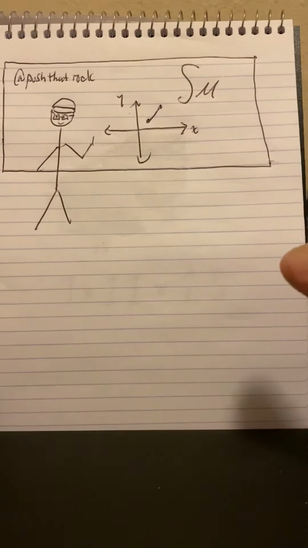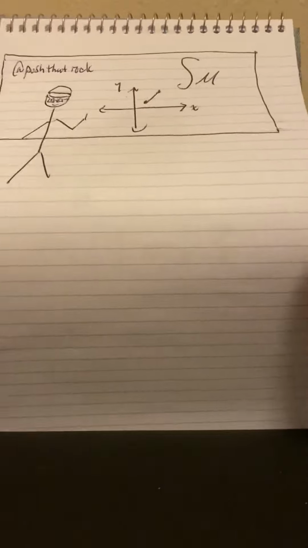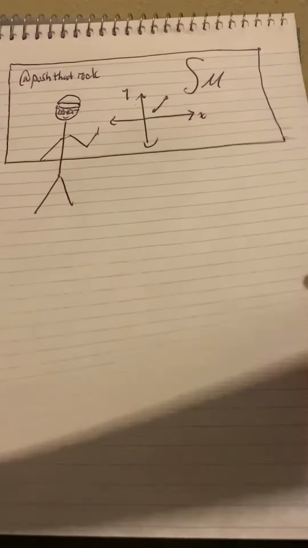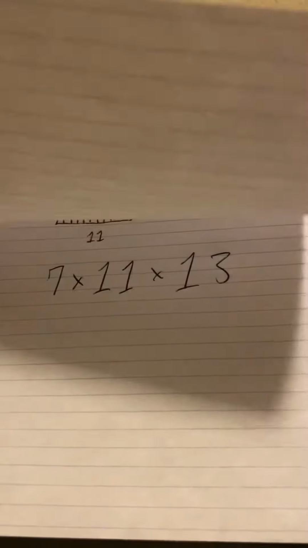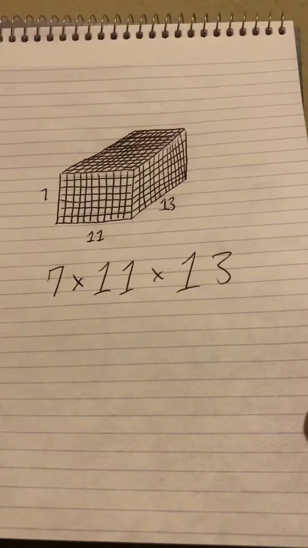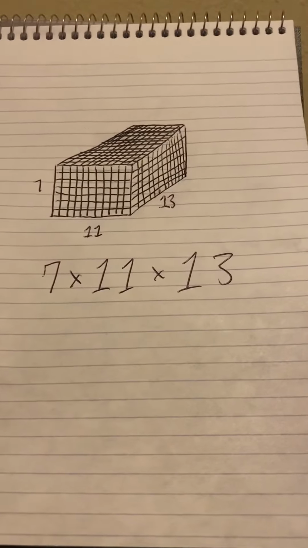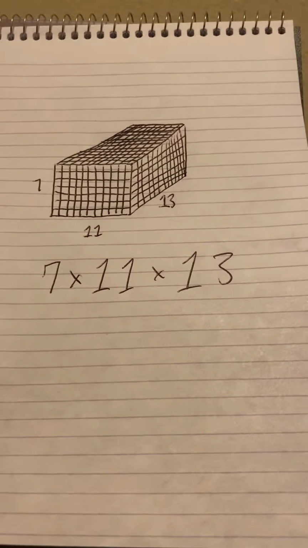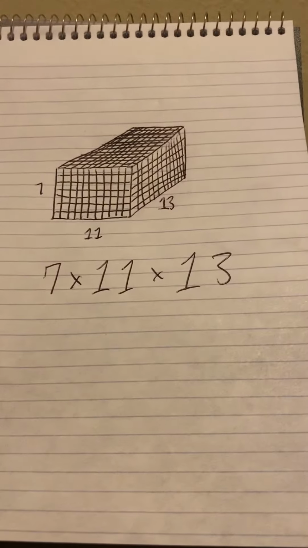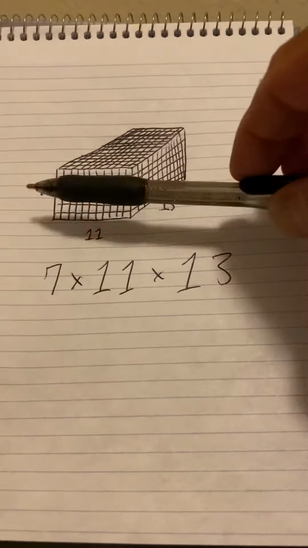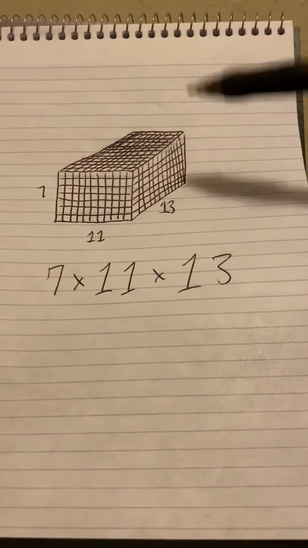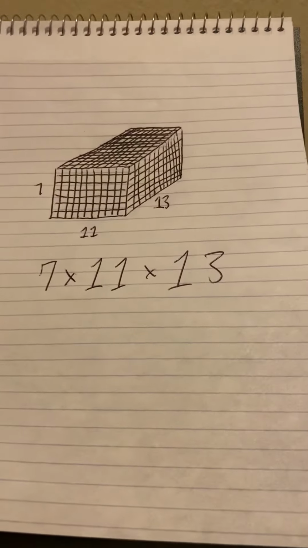I want to talk a little bit more about visualization in math. So mathematicians like to try to visualize problems or concepts. For instance, if we're multiplying 7 by 11 by 13, we like to visualize that. If it's a product of three numbers, you can visualize it as a volume. So here we have a rectangular prism, and it's 7 by 11 by 13. And we like to visualize it as such.